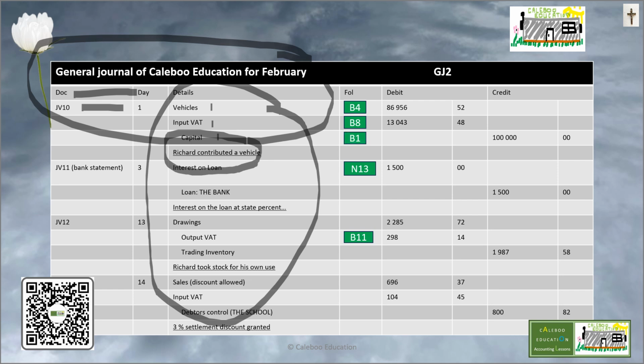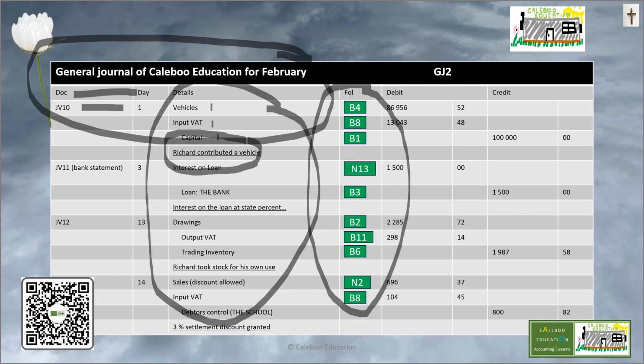And these green little pop-ups here are folio references. All these accounts will be either debited or credited according to the accounting rules in the general ledger. Because if you remember the accounting cycle, from the journals, the information is posted to the general ledger.